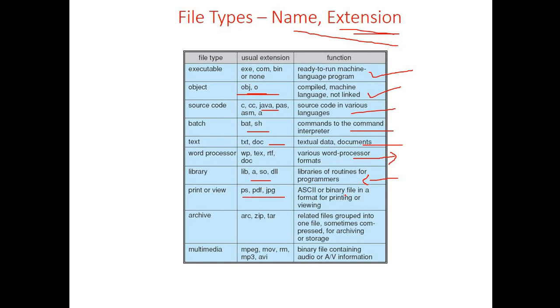.lib, .a, .so, .dll, they are all library routines for the programmers. .ppt, .pdf, .jpg, they are also a type of file only, viewed by different types of applications. .arc, .zip, .tar, they are nothing but compressed files. .mpg, .mov, they are all like audio video files. So these are the different types of files that are available in the various operating systems.